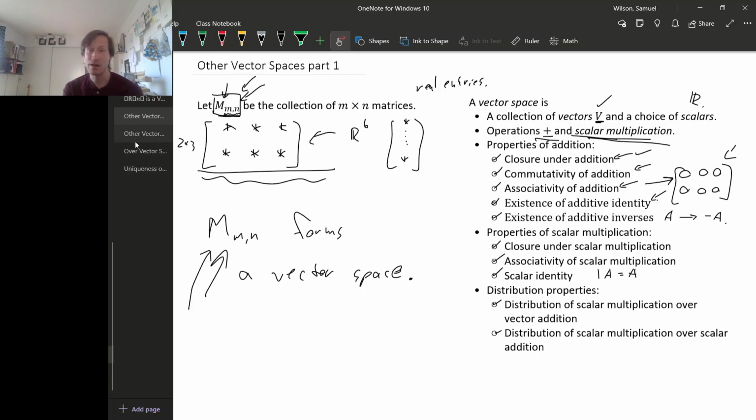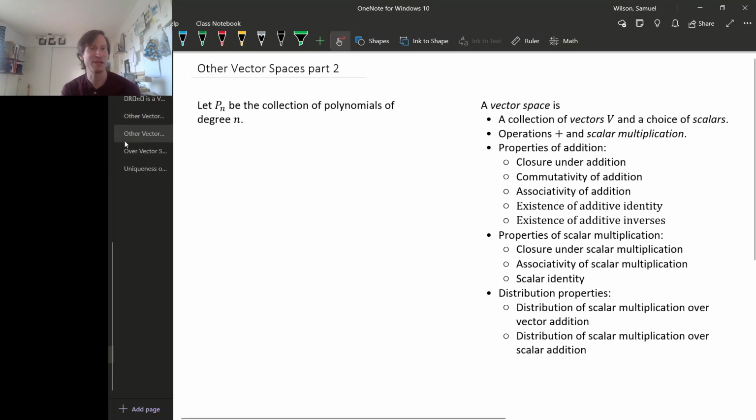All right, let's look for other possible vector spaces. How about the collection of all polynomials of a given degree? So some people use a sort of blackboard bold P with this double vertical line to denote the polynomials.